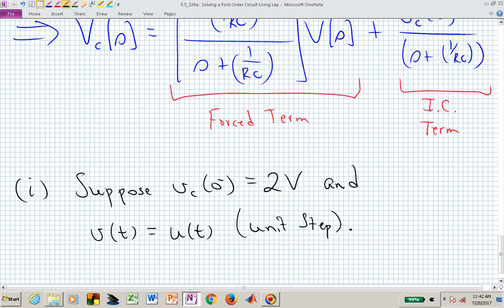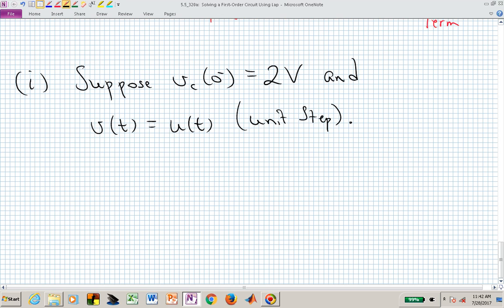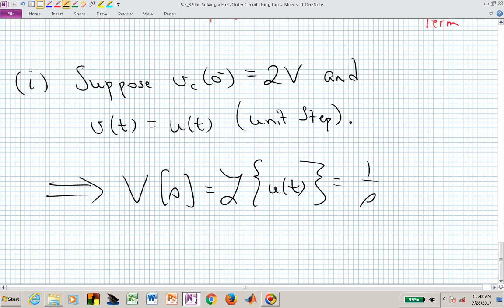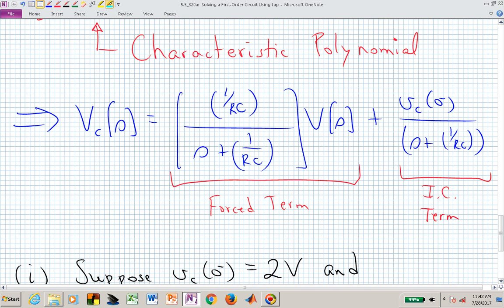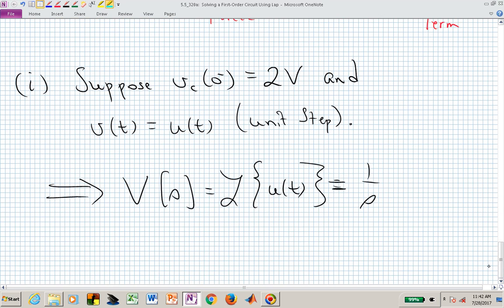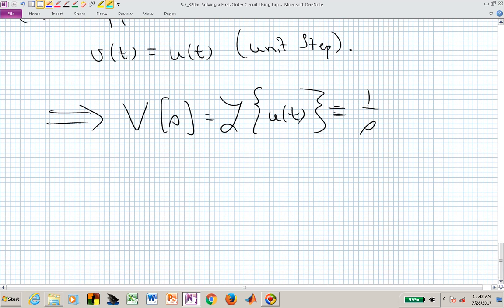We want to know what the capacitor voltage is going to do in response to an initial condition of 2 and a unit step applied at time 0 to this particular circuit. Well, if we know that the voltage source is a unit step, we can immediately find capital V of S, its Laplace transform. That's now just 1 over S. So everywhere we had capital V of S, we can now replace that with 1 over S.